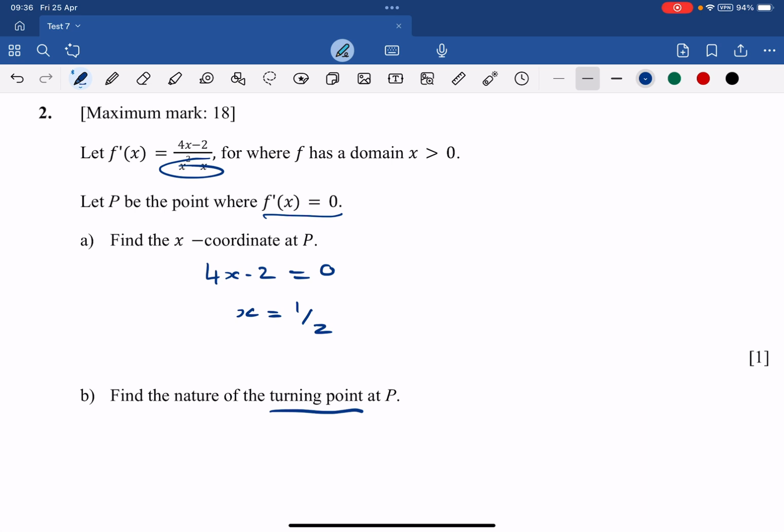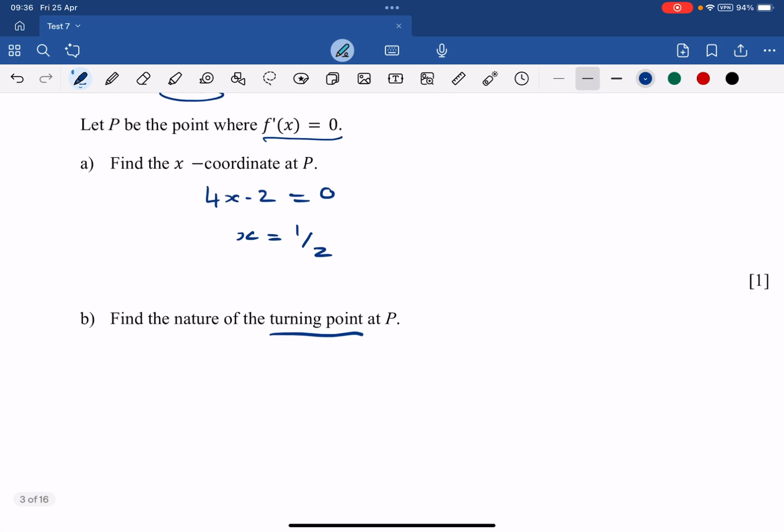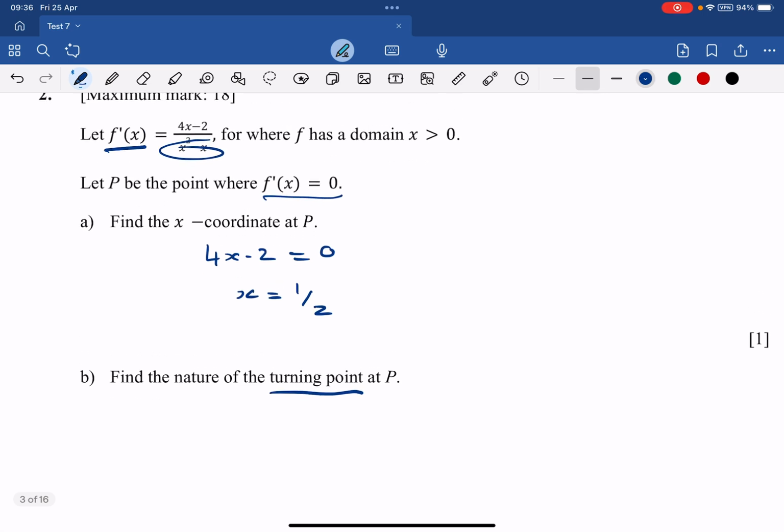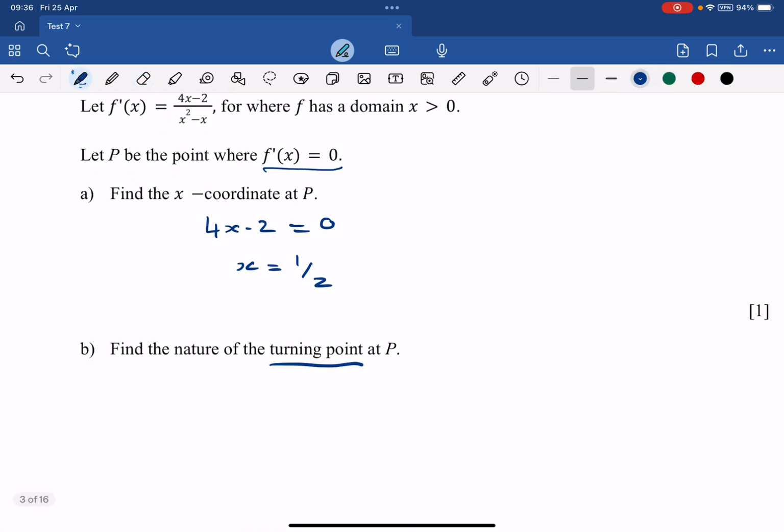And now we've got to find the nature of that. Non-calculator. So what we're going to do is differentiate f dash x to get us f double dash x, substitute in a half, see whether it's equal to 0, or positive, or negative. So for the differentiation of that function at the top, we're going to use the quotient rule, and make u equal to 4x minus 2, and v equal to x squared minus x.